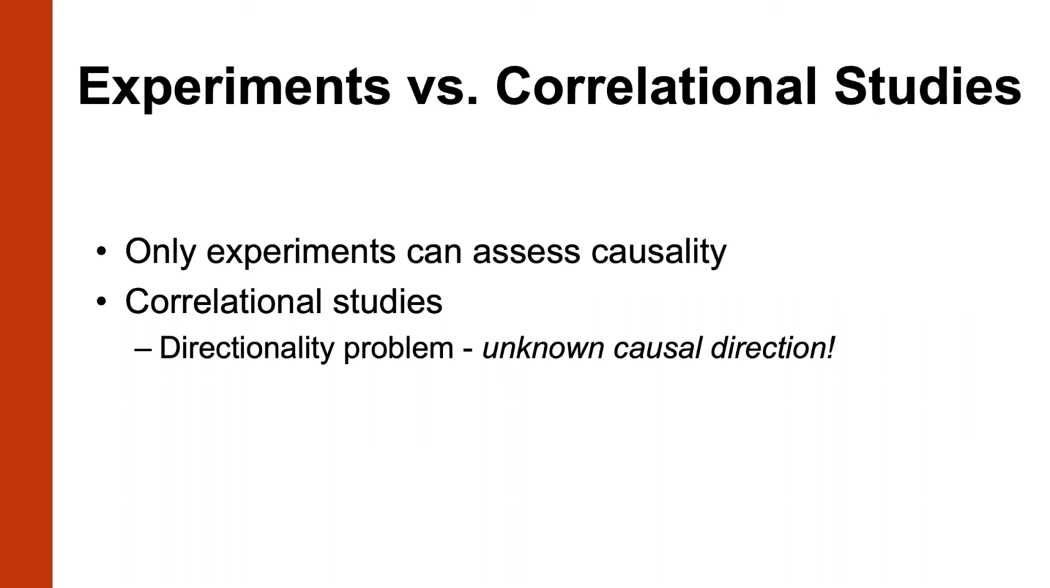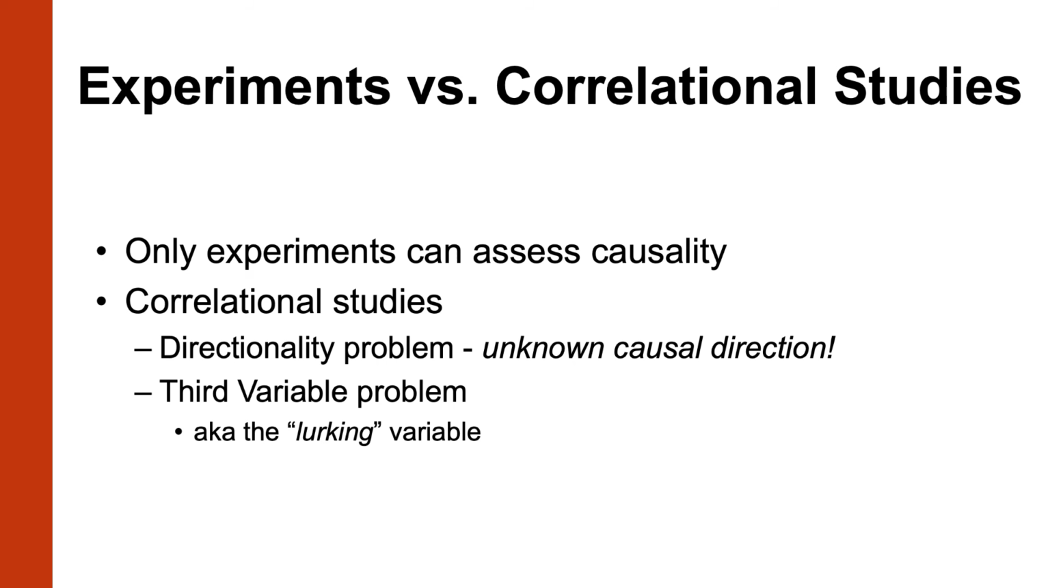The causal direction is not something that we can establish when you're simply measuring both variables. The other thing that can happen with correlational studies is something called the third variable problem, and you may have learned this as the lurking variable. Let me give you an example of how this works.